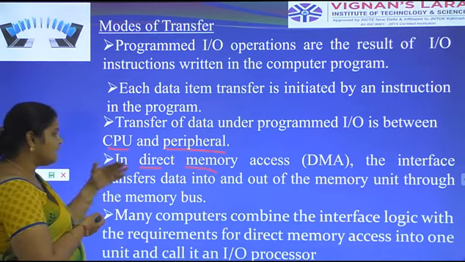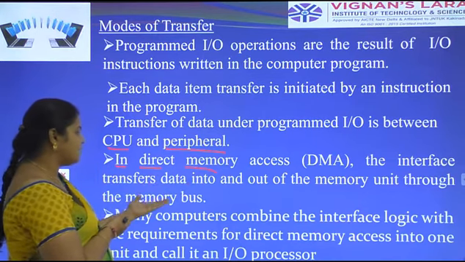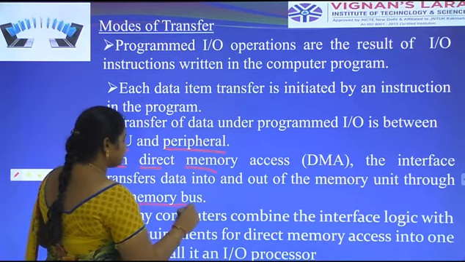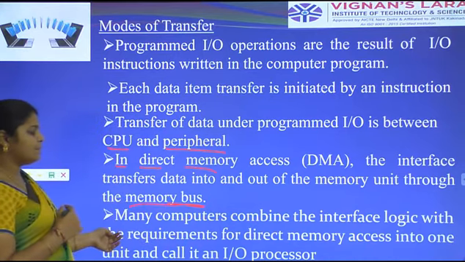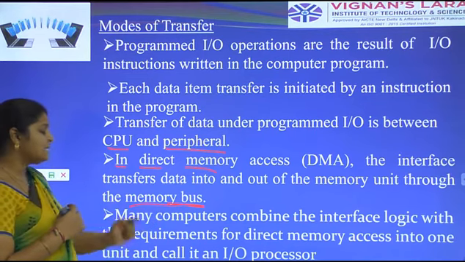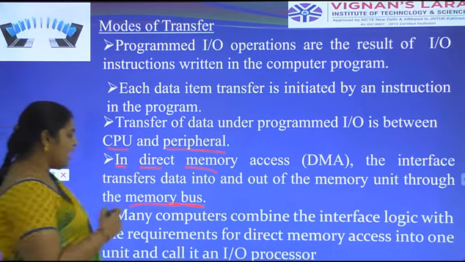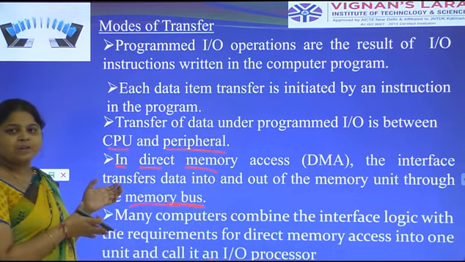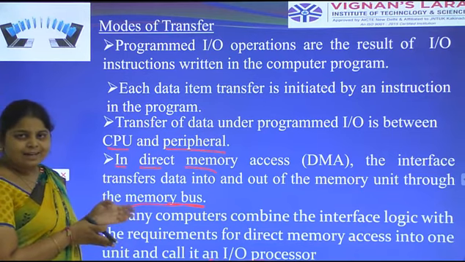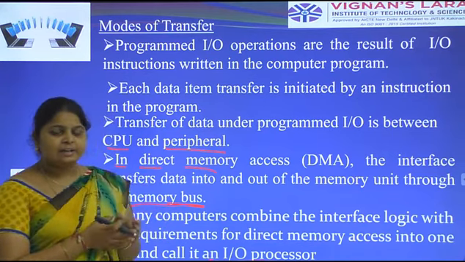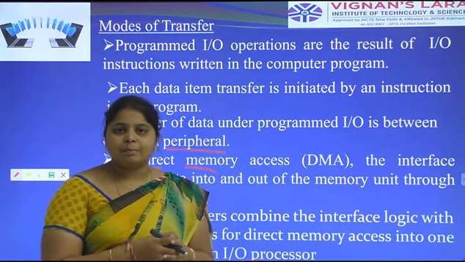In direct memory access, the interface transfers data in and out of the memory unit through the memory bus. Many computers combine the interface logic with the requirements for direct memory access into one unit called the IO processor. These are the definitions for these three categories: programmed IO, interrupt initiated IO, and direct memory access.